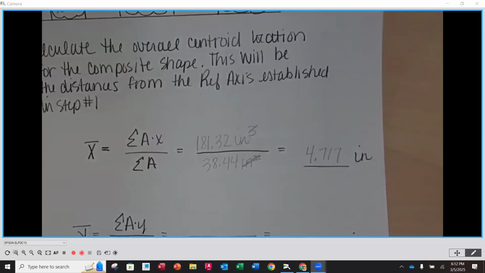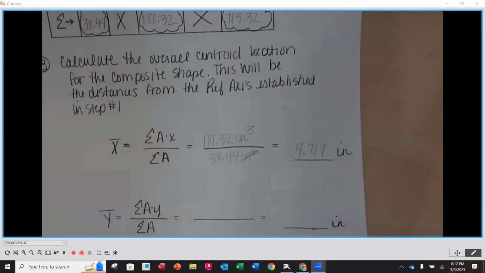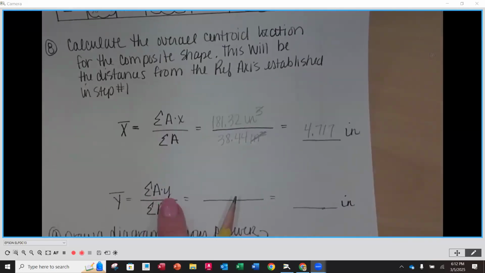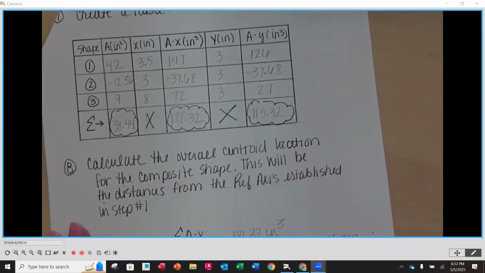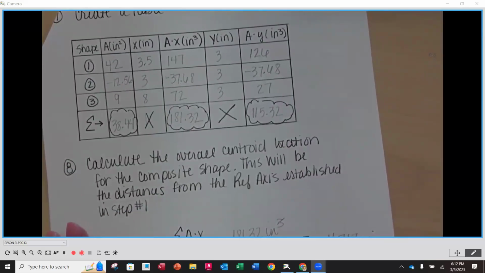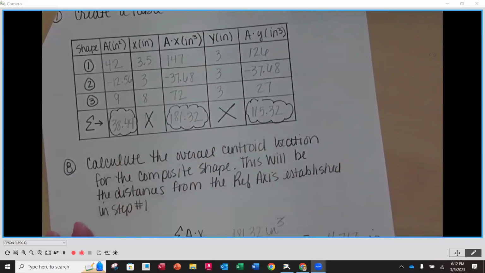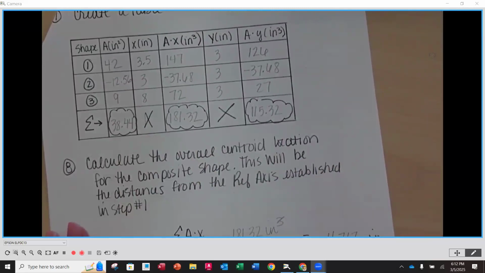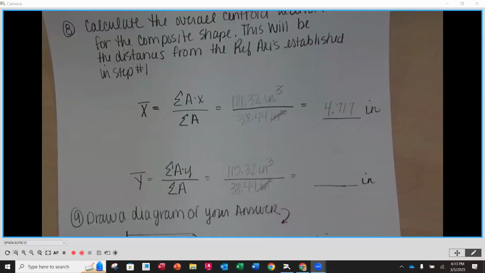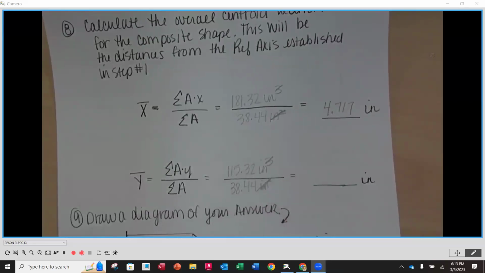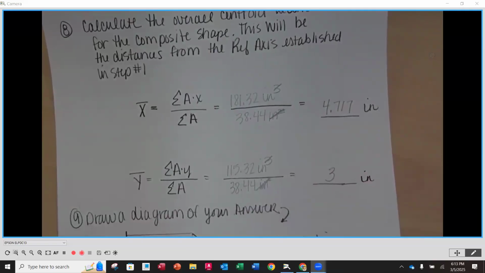Thank you. Okay. Now what we're going to do is a similar thing, but this time we're going to take the A times the Y's divided by the total area. So we go up to that last column, 115.32 inches cubed, divided by 38.44 inches squared. So our inches squared are going to cancel down here, 2 of them with 1 left over, inches. So 115.32 divided by 38.44, you should get exactly 3 inches. Okay. That should be no surprise.